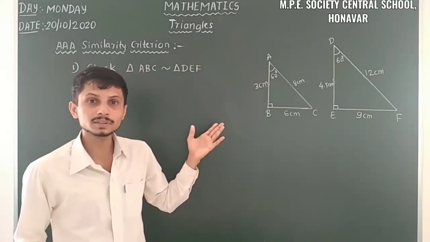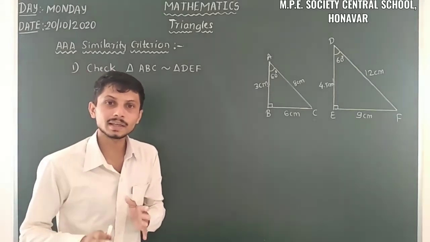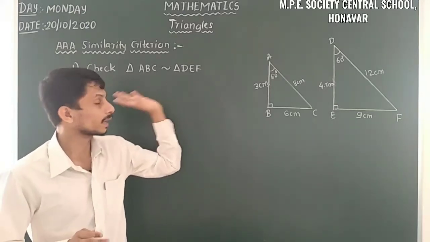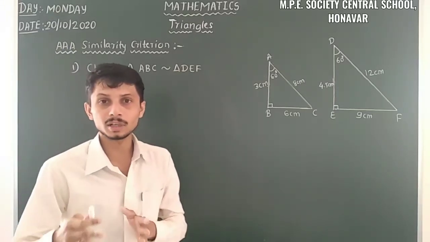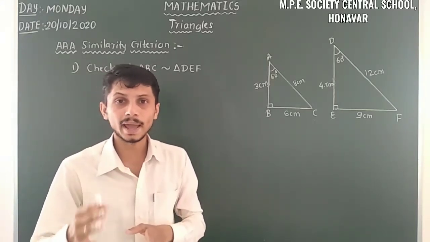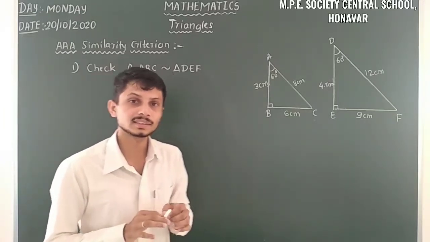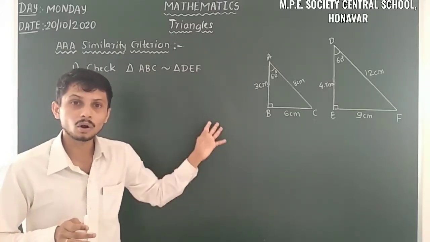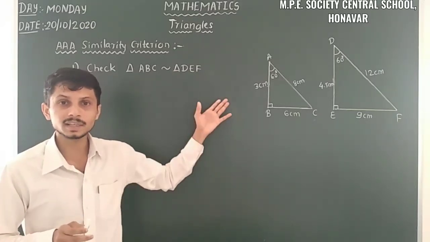So here what we have to do is take the AAA similarity criterion and prove that triangle ABC is similar to triangle DEF. When we call it similar, according to the AAA similarity criterion, the corresponding angles are equal and corresponding sides are in the same ratio. Then only we consider triangle ABC similar to triangle DEF according to the AAA similarity criterion. So let us have a look at that.